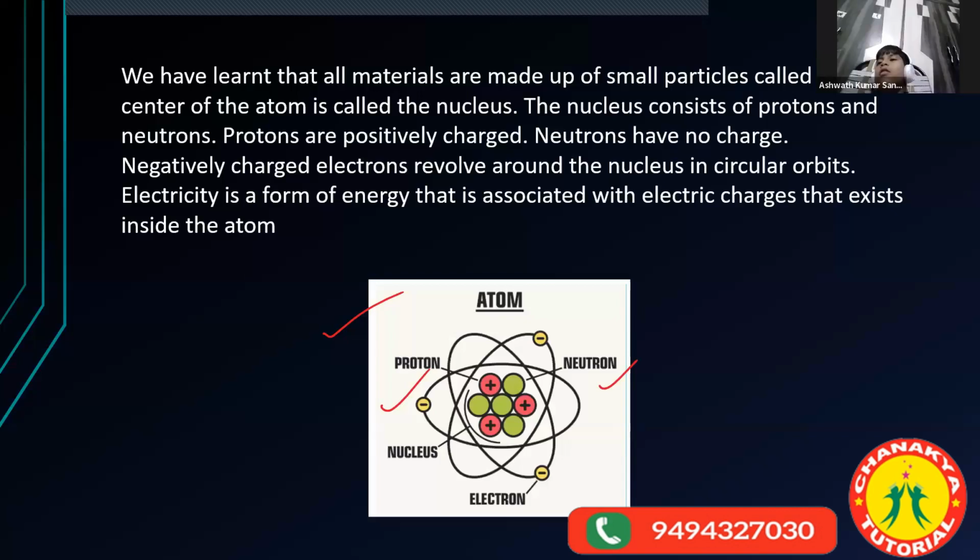Protons, electrons. Neutrons? Do neutrons come under charges? No. Why? Because neutrons have no charge. They are neutral. You can say they are neutral in a way.